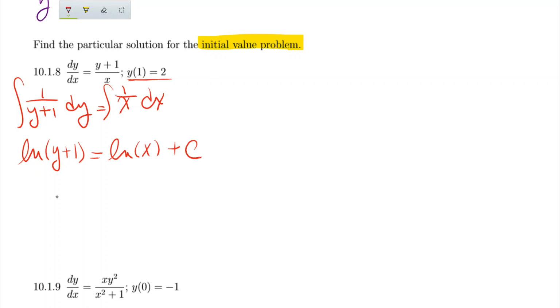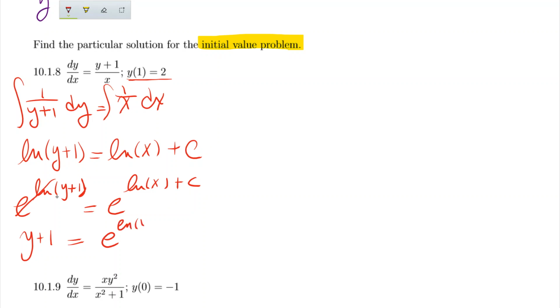Okay, so to solve this, I'm going to have to exponentiate both sides. So I'll get e to the natural log of y plus 1 equals e to the natural log of x plus c. Be careful, a common mistake is for people to pull the c down. Remember, you're exponentiating both sides. This will cancel and you'll get y plus 1. On this side, I have to do some rewriting because I have this plus in the way of my cancellation. Remember, addition in the exponent is the same as multiplying with the same base.